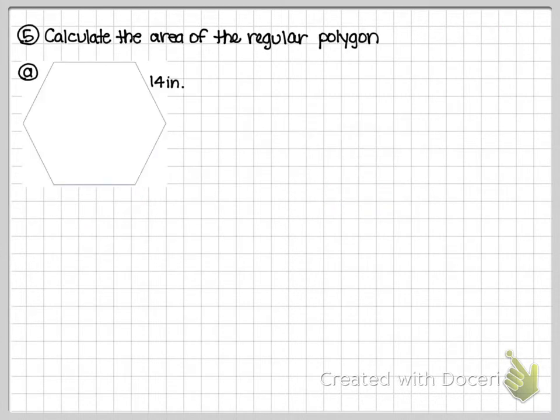Okay. Question number 5. We want to calculate the area of the regular polygon. All right, so we want to take a look at this. Now, one of the things that we talked about in class was the idea that you may be going back and referring to some trig knowledge that you have, but you also may be going back and referring to some special triangle knowledge that you have.